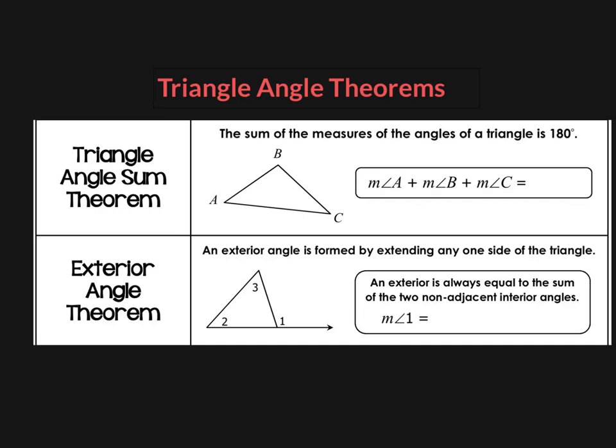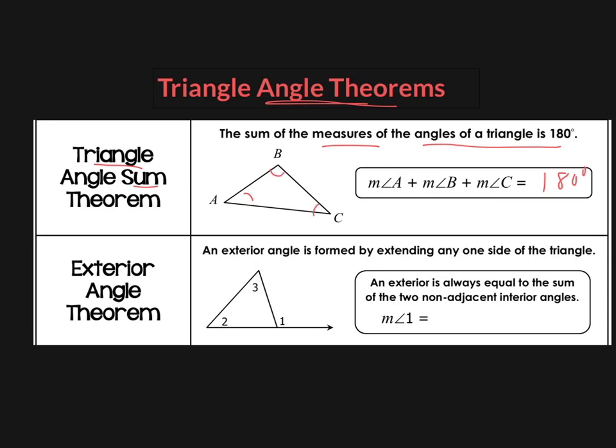In this video, we're going to talk about two angle theorems that relate specifically to triangles. The first one is called the Triangle Sum Theorem, or the Triangle Angle Sum Theorem. What the Triangle Angle Sum Theorem states is that the measures of all the angles in a triangle add up to be 180 degrees. So this angle plus this angle plus this angle equals 180.